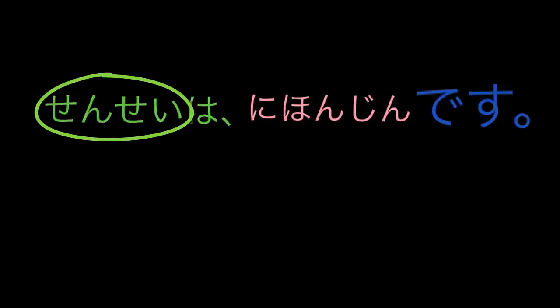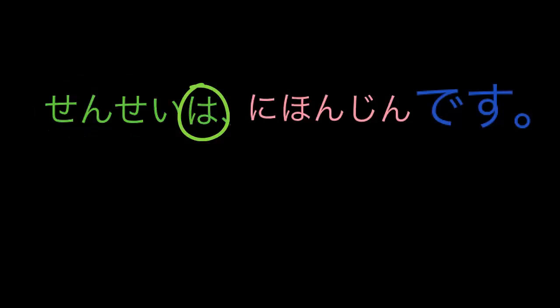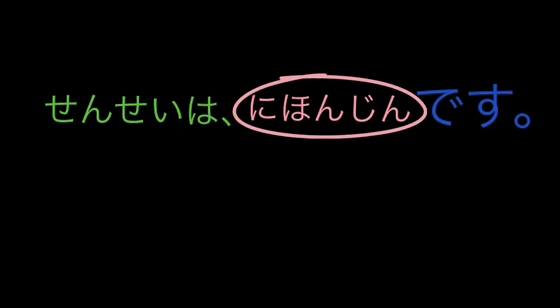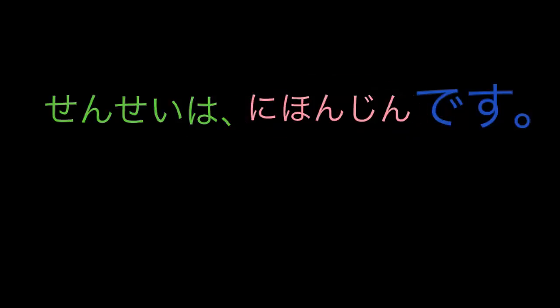Let's have a look at an example. The teacher is Japanese. The A portion of our sentence, the teacher, is sensei. It's followed with particle wa. And then comes B, which is Japanese, Japanese person, which is nihonjin. And then we finish our sentence with our verb desu, is, or it is. Notice that verbs in Japanese always go at the end of the sentence. So the teacher is Japanese, sensei wa nihonjin desu.